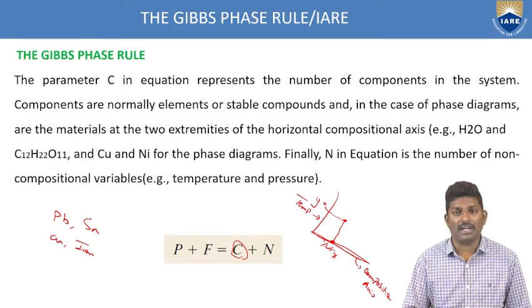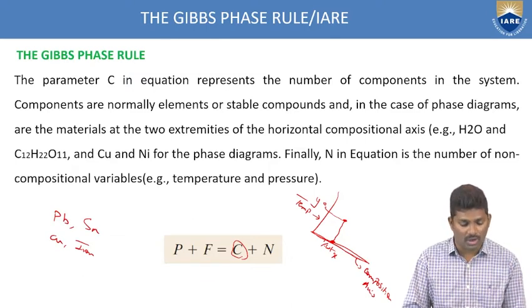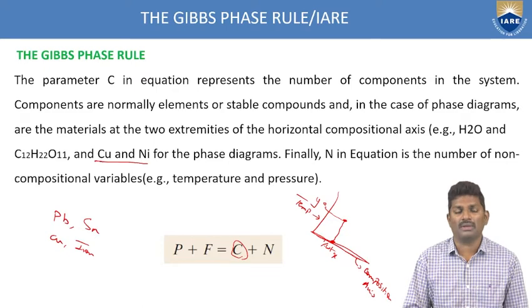Now, the example of H2O and sugar syrups we have seen in the previous example. Copper and nickel is another example of a phase diagram.